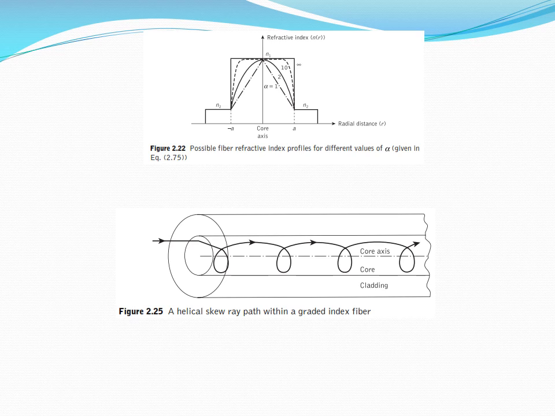Then a helical skew ray path within the graded index fiber. Here I have taken a representation of the skew ray and how it propagates in a graded index fiber, similar to a skew ray propagating in a step index fiber. Normally we prefer to use a meridional ray or an axial ray in such cases.